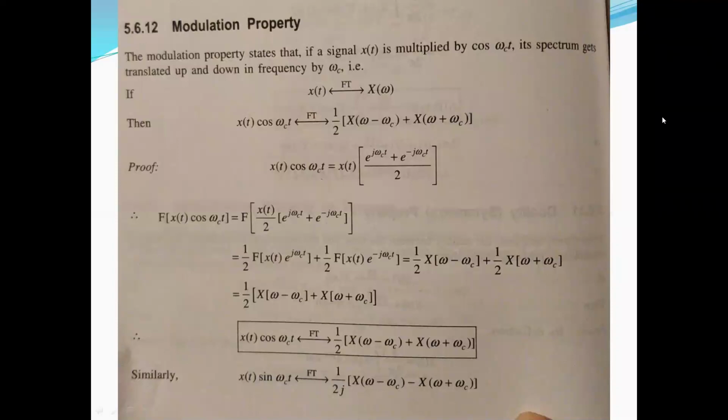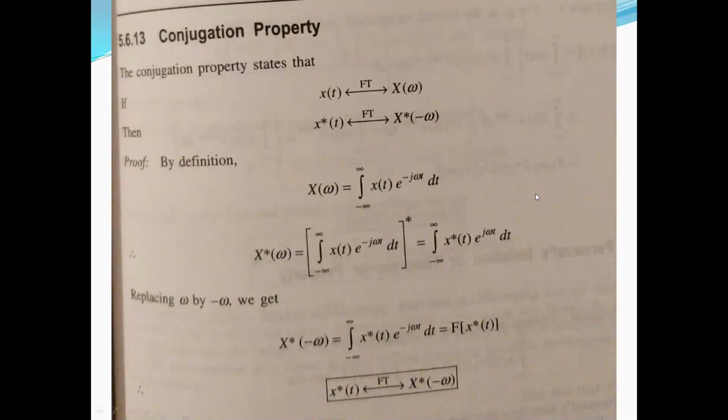The next property is called the conjugation property. According to the conjugation property, if a signal x of t has Fourier transform X of omega, then the conjugate of x of t has Fourier transform X star, the conjugate of X of minus omega. Let us prove this by writing the formula of Fourier transform. X of omega is equal to the integration formula. Then we take the conjugation of that. When you take the conjugation, what happens?